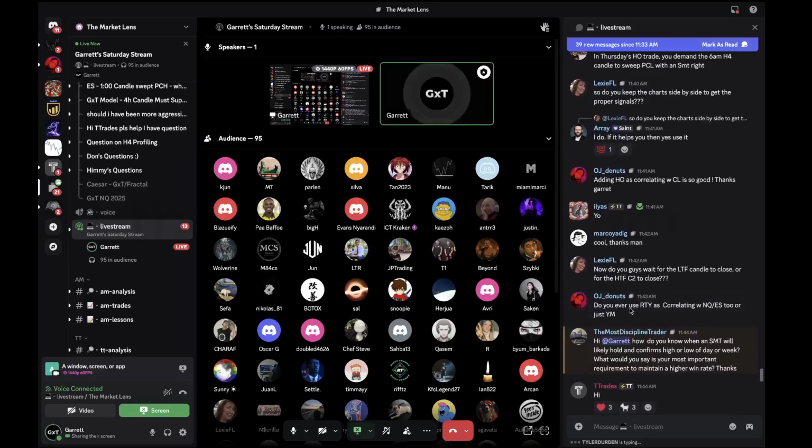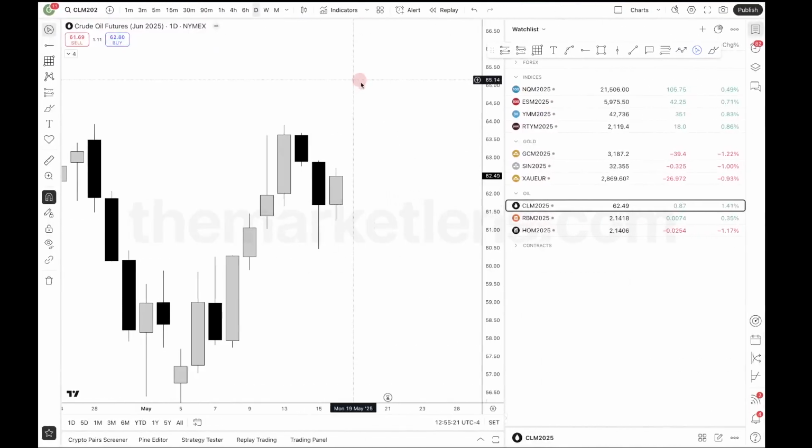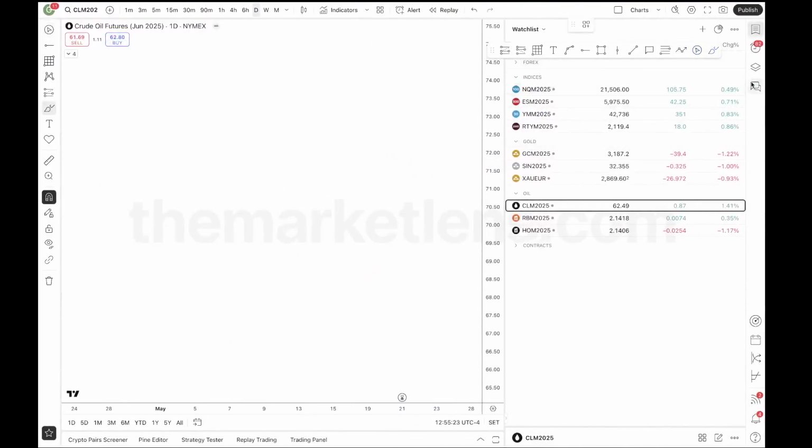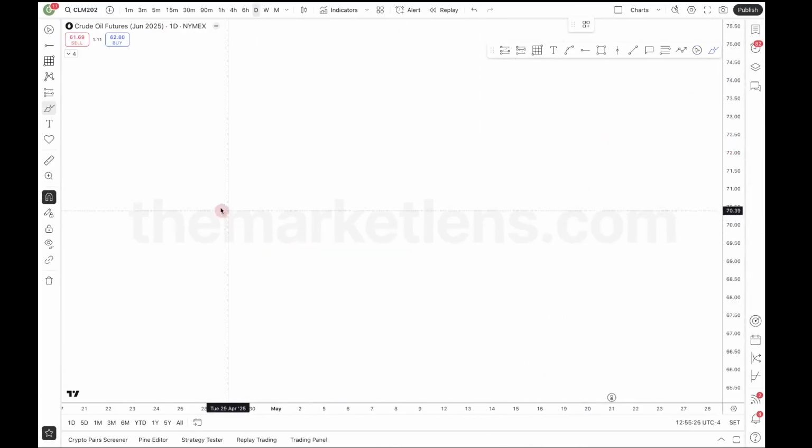How do you guys wait for lower time frame candle close? Wait, what? How do you wait for a lower time frame candle to close? Or do you wait? Oh, you have to wait for the higher time frame swing point to close. And then we're waiting for lower time frame candles to close that create order blocks, right? That confirm the highs and lows of swing points. So the fractal model, right?